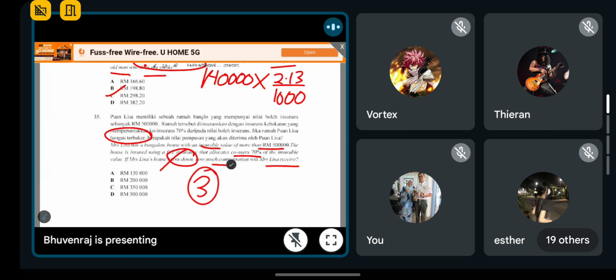Completely burned already. Okay, so formula dia adalah jumlah insurance yang dibeli tolak dengan deductible. Okay, but can you guys see, do we have deductible over here? Adakah kita mempunyai deductible kat sini? No, very good. Maksudnya, your compensation is actually the amount of insurance you purchase. Okay, so can you guys tell the answer?